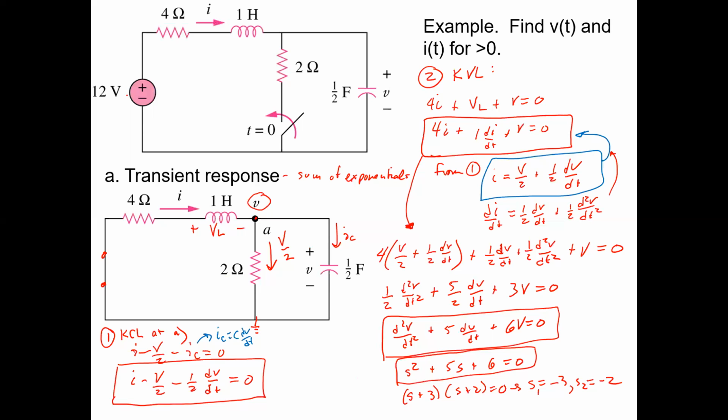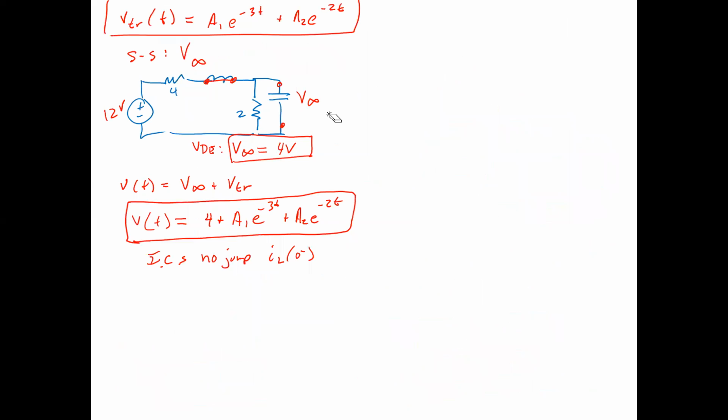Yeah, IL of 0 minus is 0, because with this switch open, you have basically a single path. It's a single loop circuit, and you have a capacitor, which in the steady state is an open circuit, so all the current going into it is 0. So IL of 0 minus is 0.